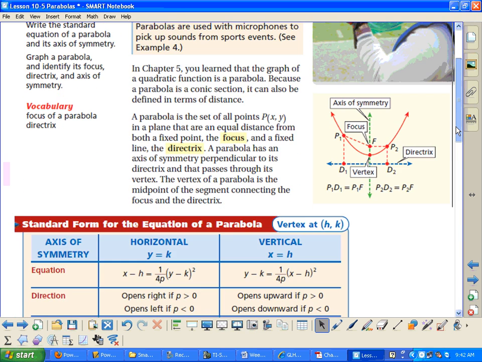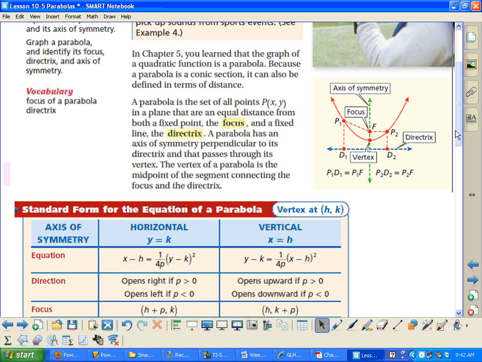So a parabola is a set of all points in a plane that are an equal distance from a fixed point called the focus, and a fixed line called the directrix. We talked about that with ellipses and hyperbolas. A parabola has an axis of symmetry, which is perpendicular to its directrix, and it passes through the vertex and through the focus. The vertex of a parabola is the midpoint of the segment connecting the focus and the directrix.